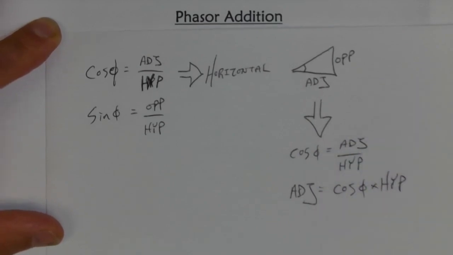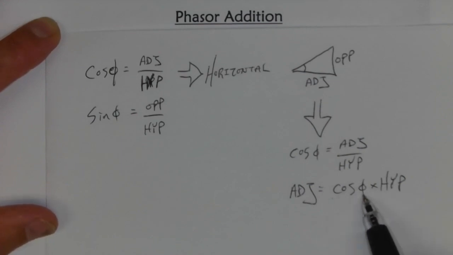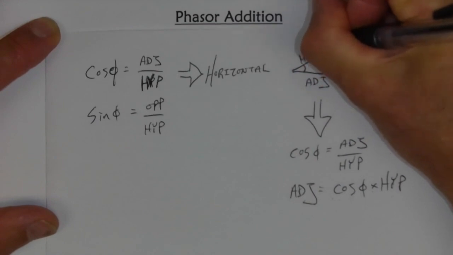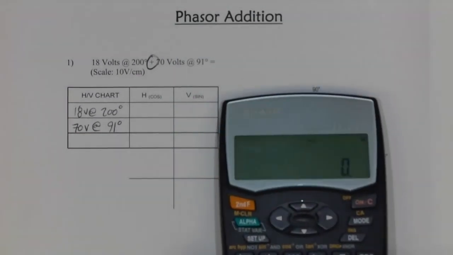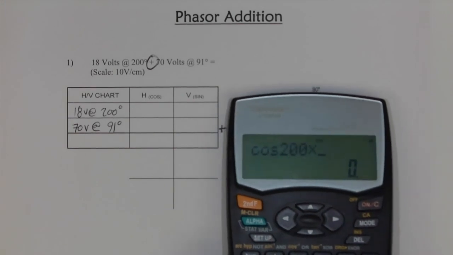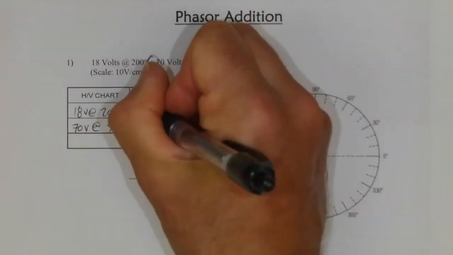Pretty simple. Okay, so what we're going to do is take our angle. First we're going to enter the cos trig function in our calculator. Then immediately we're going to enter in the angle, then the multiply symbol, and then the magnitude of our vector. Because remember, the hypotenuse is here. So let's go back to this. That means that for my calculator, I'm going to put in cos 200 times 18. And it gives me negative 16.91.